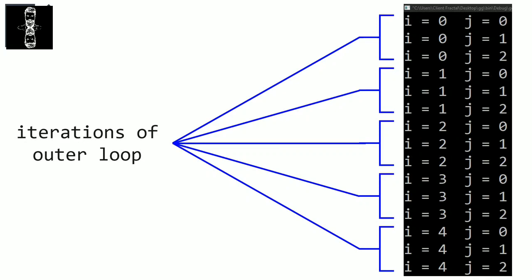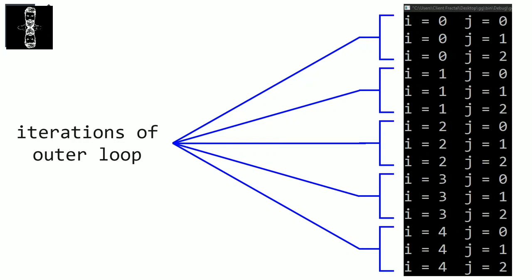We can see that in the first iteration we got 0, 0, 0, 1, 0, 2, then j arrived to 3 so the inner loop ended. So we move to the next iteration of the outer loop, 1, 0, 1, 1, 1, 2, inner loop ended again. Next iteration of the outer loop, 2, 0, 2, 1, 2, 2, and so on until the outer loop ends. And this is what happened. We can clearly see that the inner loop got executed 15 times, 5 times 3, which is 15.